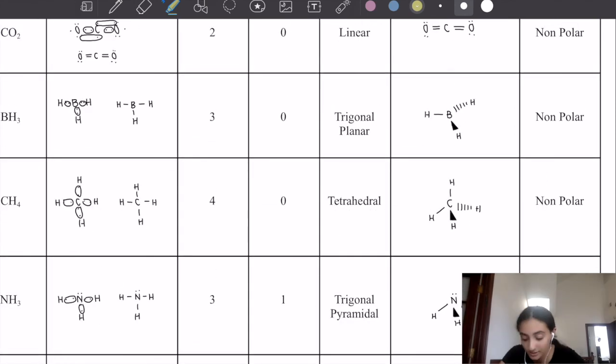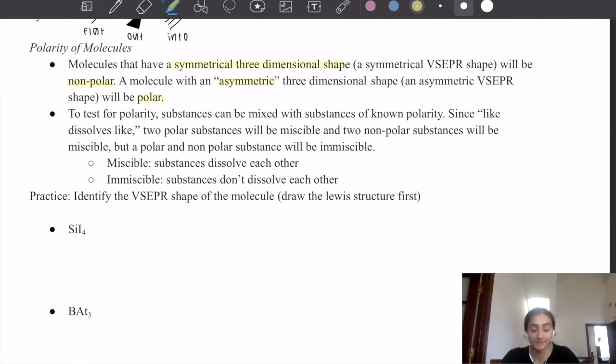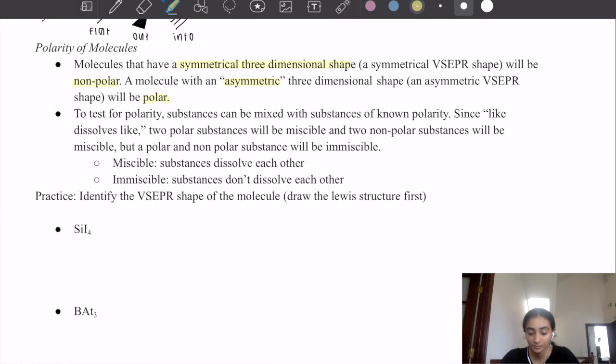Same with trigonal pyramidal. If you compare it to trigonal planar, you see that in trigonal planar, the different atoms bonded to the central atom are much more evenly spaced out. But because of the lone pair on the trigonal pyramidal VSEPR diagrams, the molecule is polar because it is no longer symmetrical.